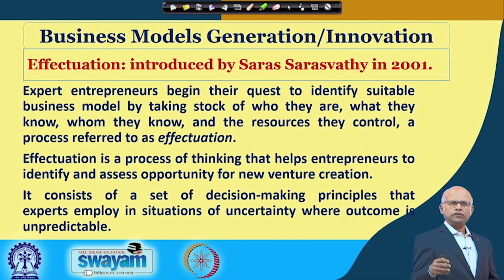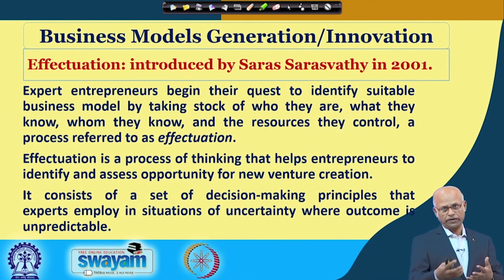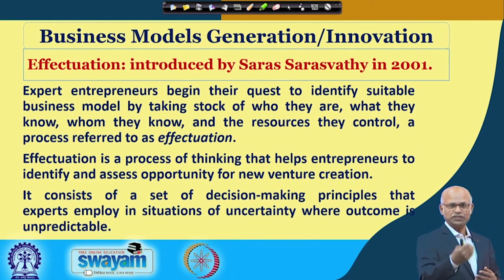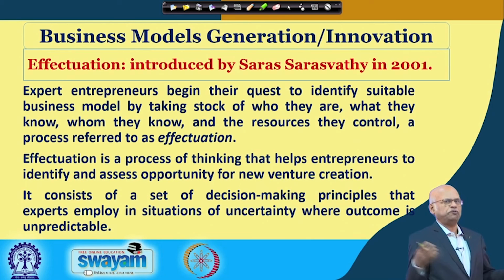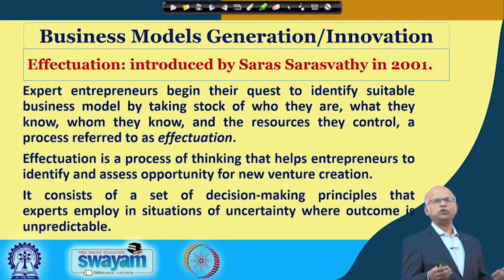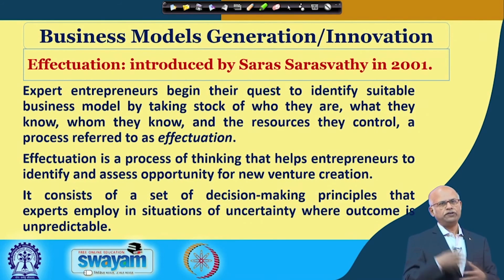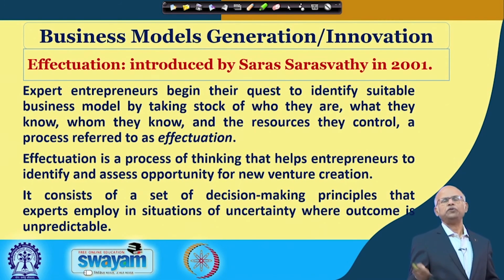So, here they are. Expert entrepreneurs begin their quest to identify a suitable business model by taking stock of who they are, meaning their strengths, weaknesses, opportunities and threats, the SWOT. They try to understand their qualification and experience, so they start a business in that domain because they are domain experts. What kind of money can they bring? Suppose a business needs initial capital of 5 crore rupees, and if you do not have even a crore, it is better not to waste time exploring that business. So, you try to see your strengths and weaknesses and then understand what kind of loss you can tolerate, etc. So, effectuation is a process of thinking that helps entrepreneurs to identify and assess opportunities for new venture creation in that manner.